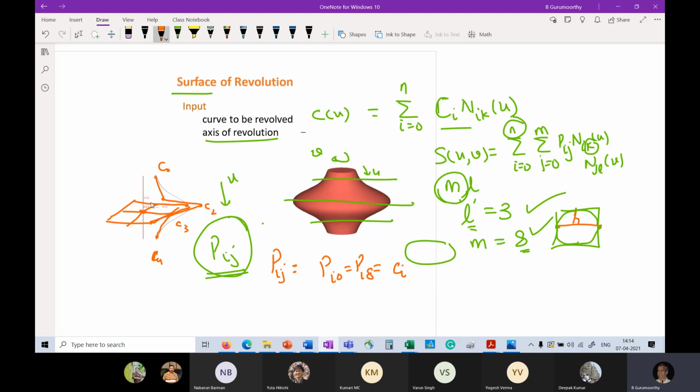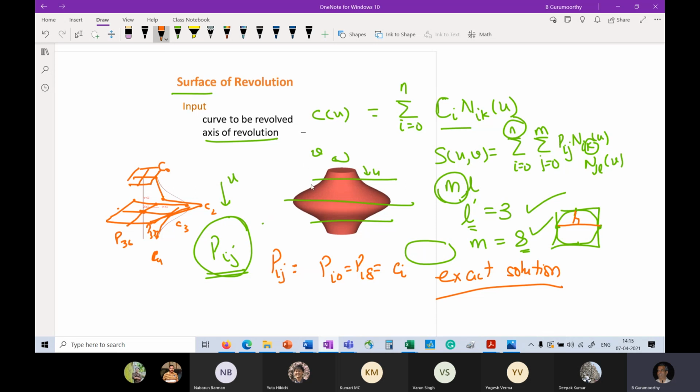The remaining points are Pi1, Pi2, Pi3, Pi4, Pi5, Pi6. So this is P36, P37, and P38. Okay, and you do this for all the control points. So here again, you find a square which is orthogonal to the axis and passes through this point C0. That gives you the remaining control points. Right? And so you are guaranteed to get an exact solution. Okay. So you only have to give the axis and the arc, and then you get an exact solution for the surface of revolution.